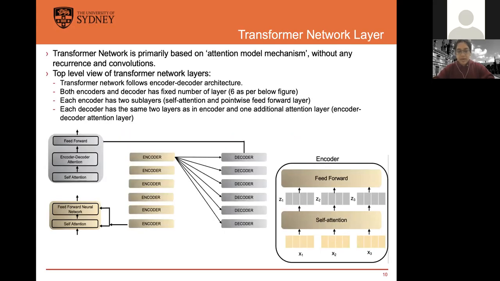Before going into detail, I'll just give an overview of what the transformer network actually looks like. As I said earlier, it's based on the attention mechanism without any recurrence or convolutions involved. If you look at the top level of the network, I'll discuss each layer and each step in detail going forward. But in the overview, it is again an encoder decoder architecture, and the encoder has a fixed number of layers.